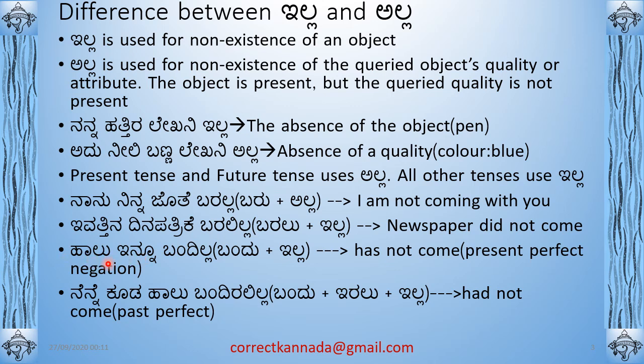Then "halu innu bandilla." Here bandu plus illa, bandilla, has not come. Innu means still. So halu innu bandilla is a present perfect negation: has not come. Then "nenne kuda halu bandiralilla." Now you're saying yesterday also. Nenne means yesterday. Nenne kuda, yesterday also. Halu bandiralilla: bandu plus iralu plus illa, bandiralilla. Had not come. So this is past perfect.